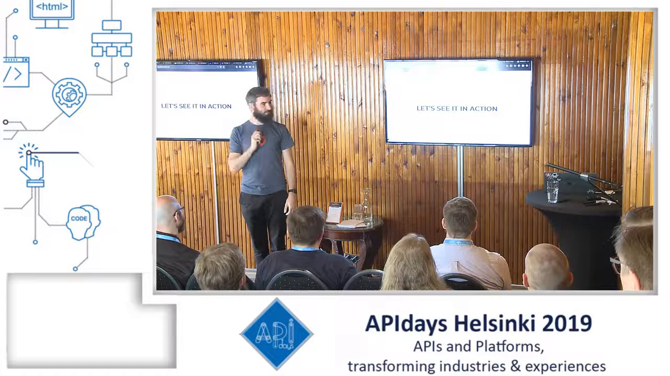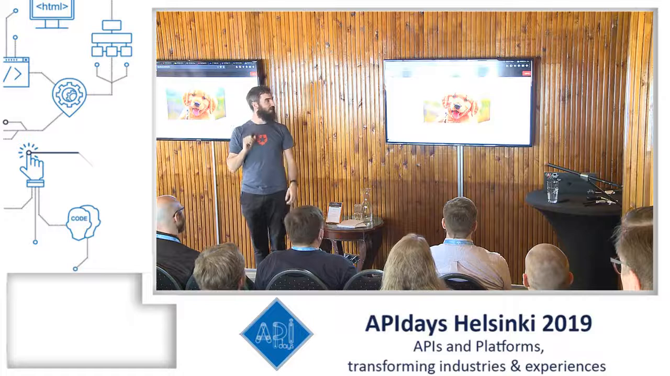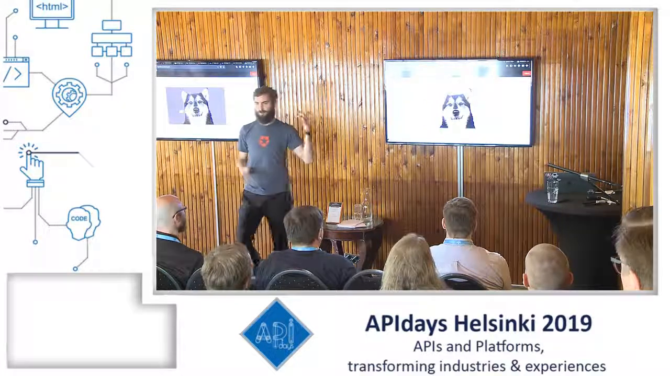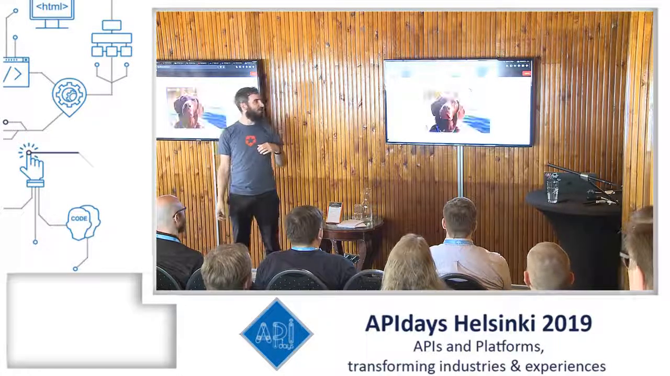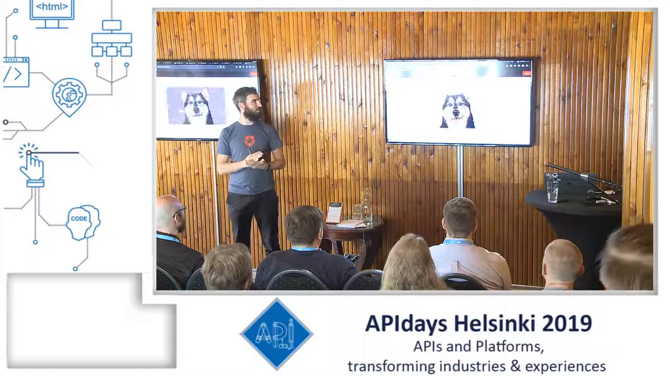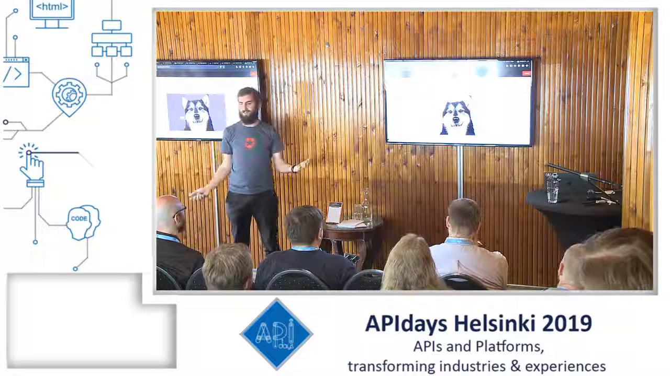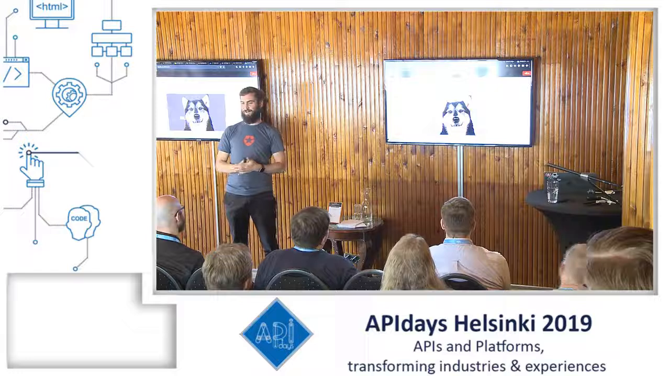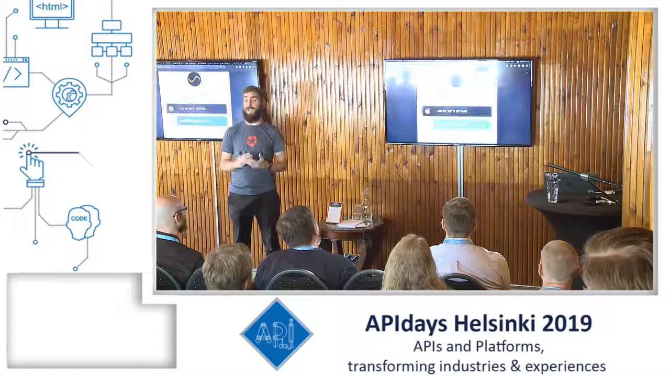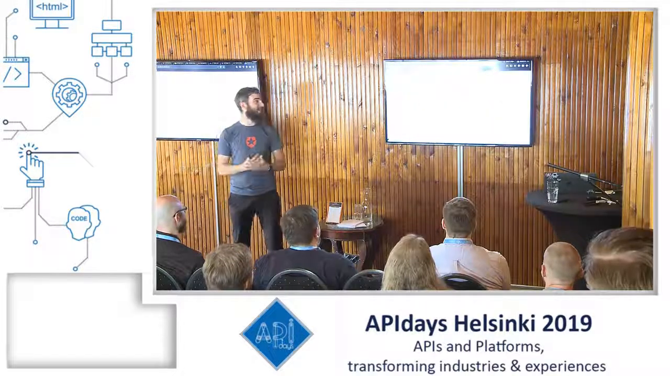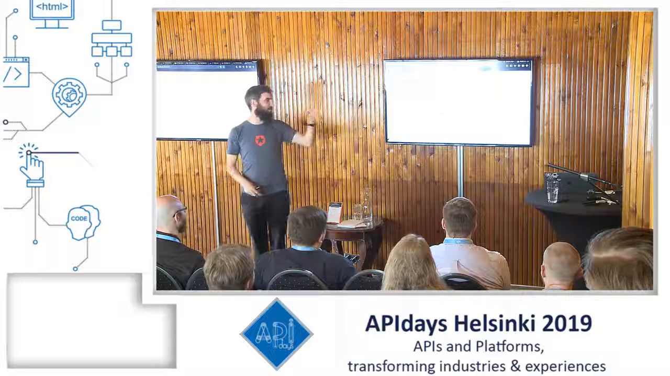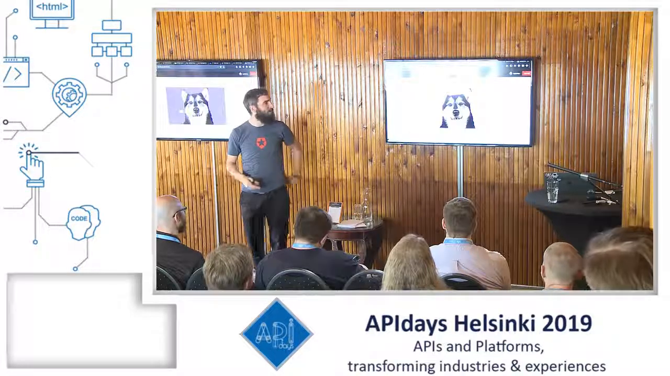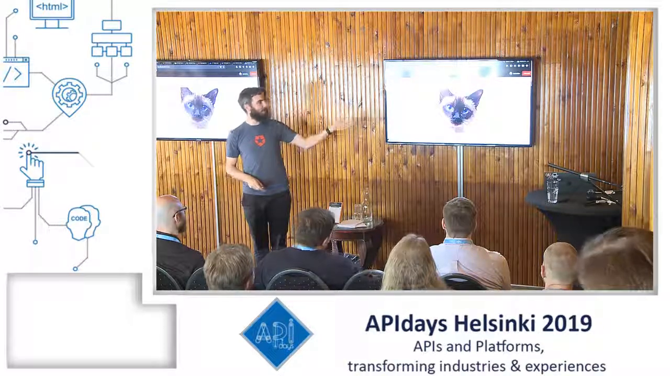So let's see it in action. We have this little web app here, which shows you random dog pictures. But apart from dog pictures, it also has a button to show you cat pictures. But we all know cats are a bit more difficult than dogs, so you need to authenticate to actually see the cats. To authenticate, we use Google and Auth0 for this. And once we authenticate, we can get cat pictures.